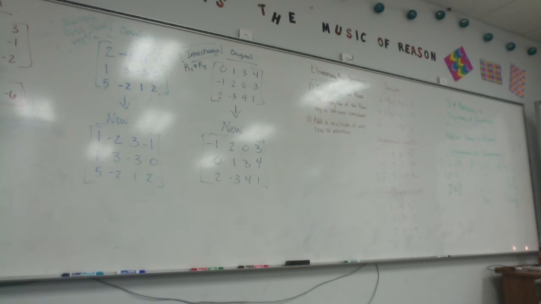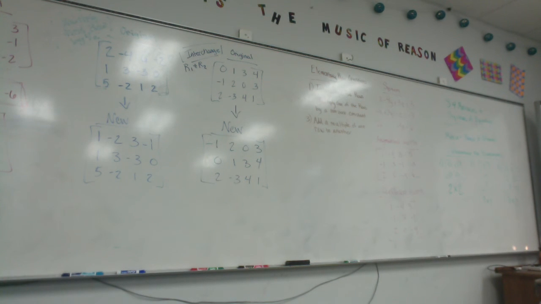My first row and my second row don't change, because it didn't tell me to do anything to them. It just told me to do something to the third row. So it would be 0, negative 3, because negative 4 and 1 is negative 3, 8 and 5 is 13, and negative 6 and negative 2 is negative 8. So this is my new matrix.